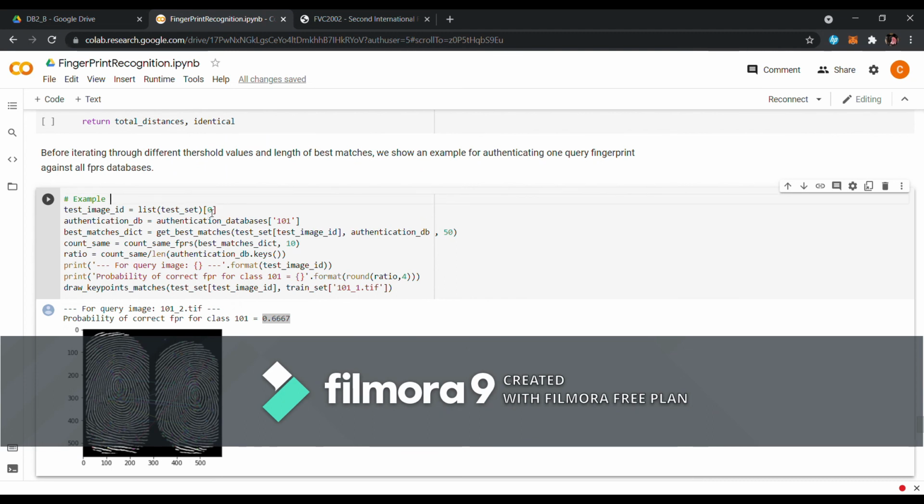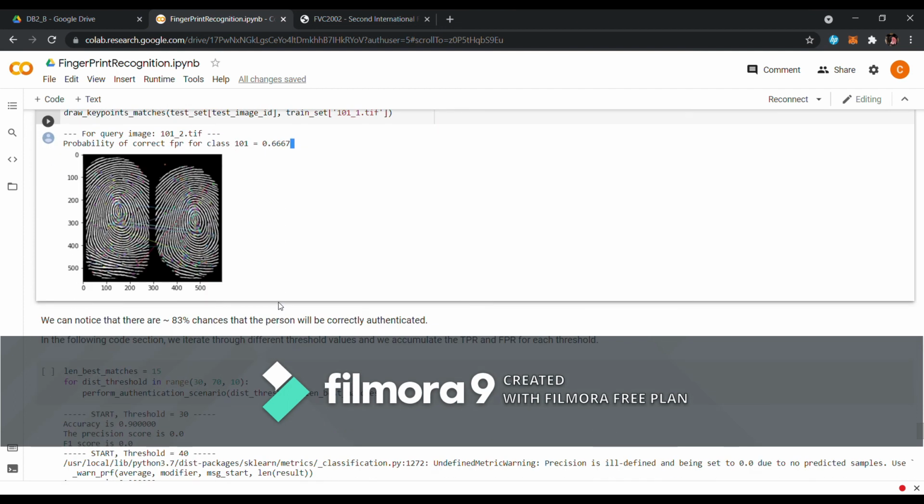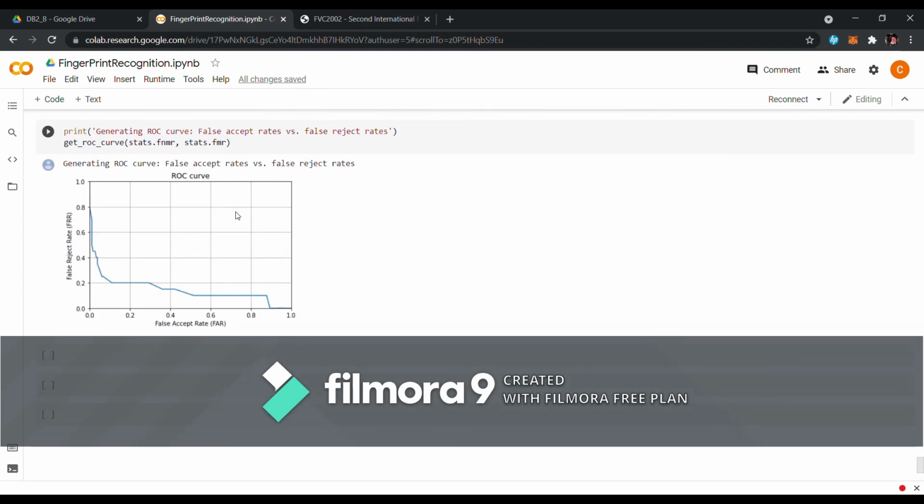Here is an example. We provided a test image from the test dataset and the model finds the best matches for the test image. We can notice that there is an 83% chance that the person will be correctly authenticated. We got a highest accuracy score of 0.93 and a persistence score of 0.6. Here the false accept rate and false reject rate are shown in the ROC curve.